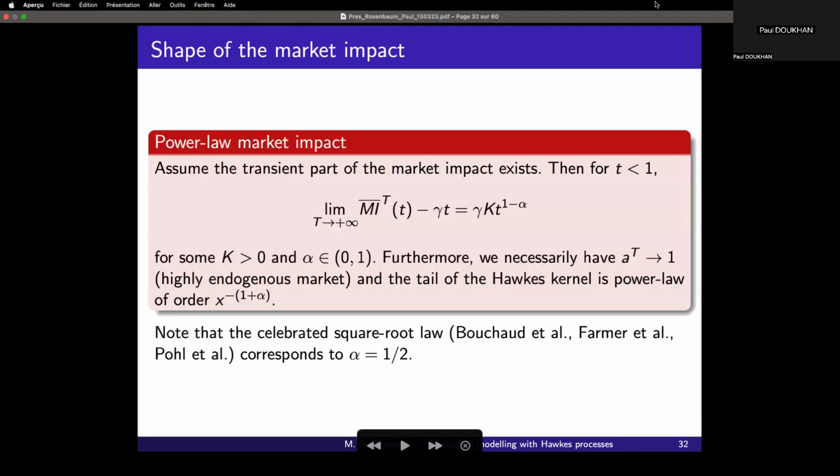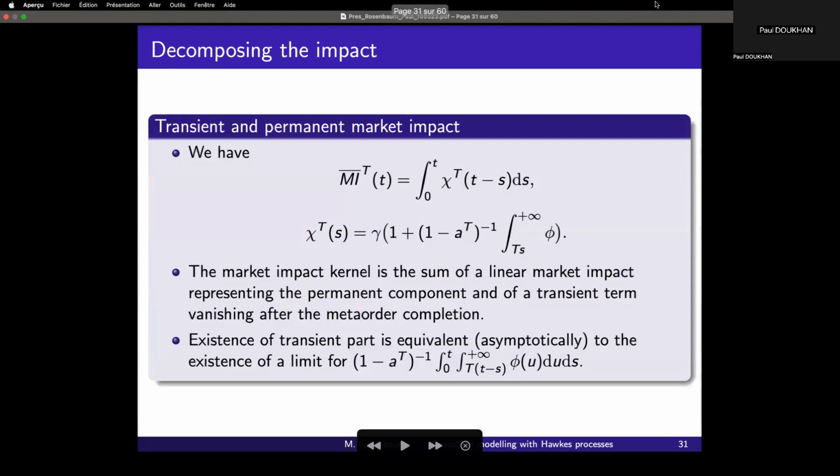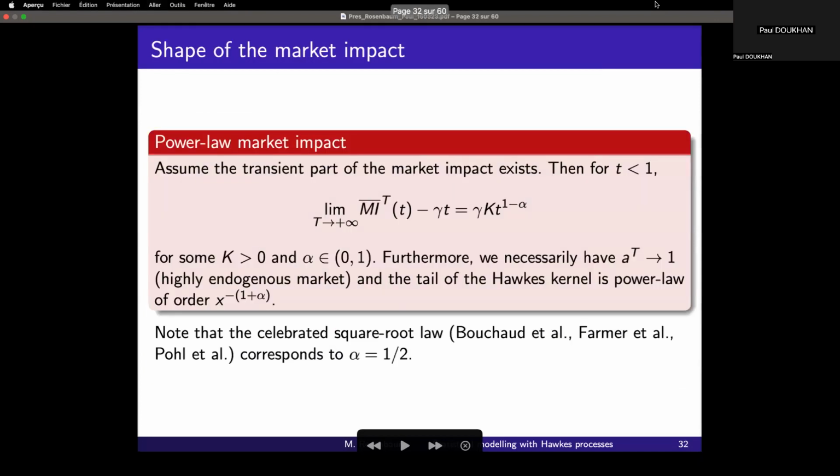So now it's nice because we know that we have a power law for the market impact, and we know that we have no choice. The tail of the Hawkes process should be connected to this parameter here. Again, I'm just assuming that this limit makes sense. Just assuming that this limit exists implies that there is a parameter alpha so that the tail of your Hawkes process behaves like this and the impact behaves like this.